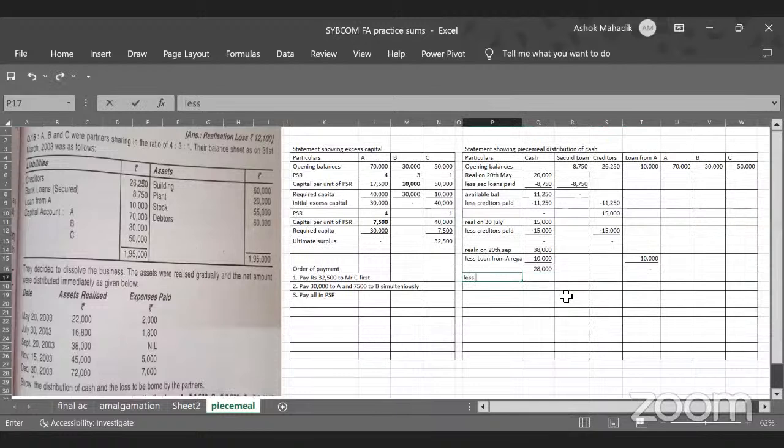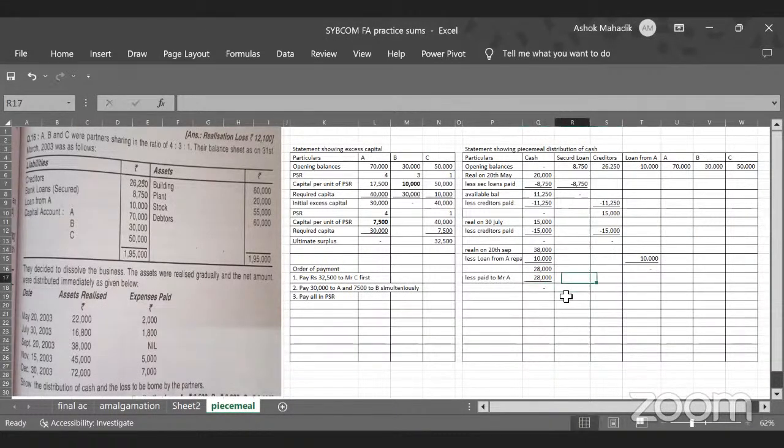Okay. All right. Less paid to Mr. A. Okay. How much will pay? 28,000. So cash is 0 now. In A's capital, I'll write again in that same line. Sorry, not A, C. Let me make the correction. It's not A. We have to pay C first. So in C's column, I'll write 28,000. Okay. Cash is 0. Now I'll write down the balances of all the partners. A was not paid anything, so A 70,000 is pending. B is 30,000, and C is 28,000 from 50,000 is paid. So 22,000 balance. Clear?